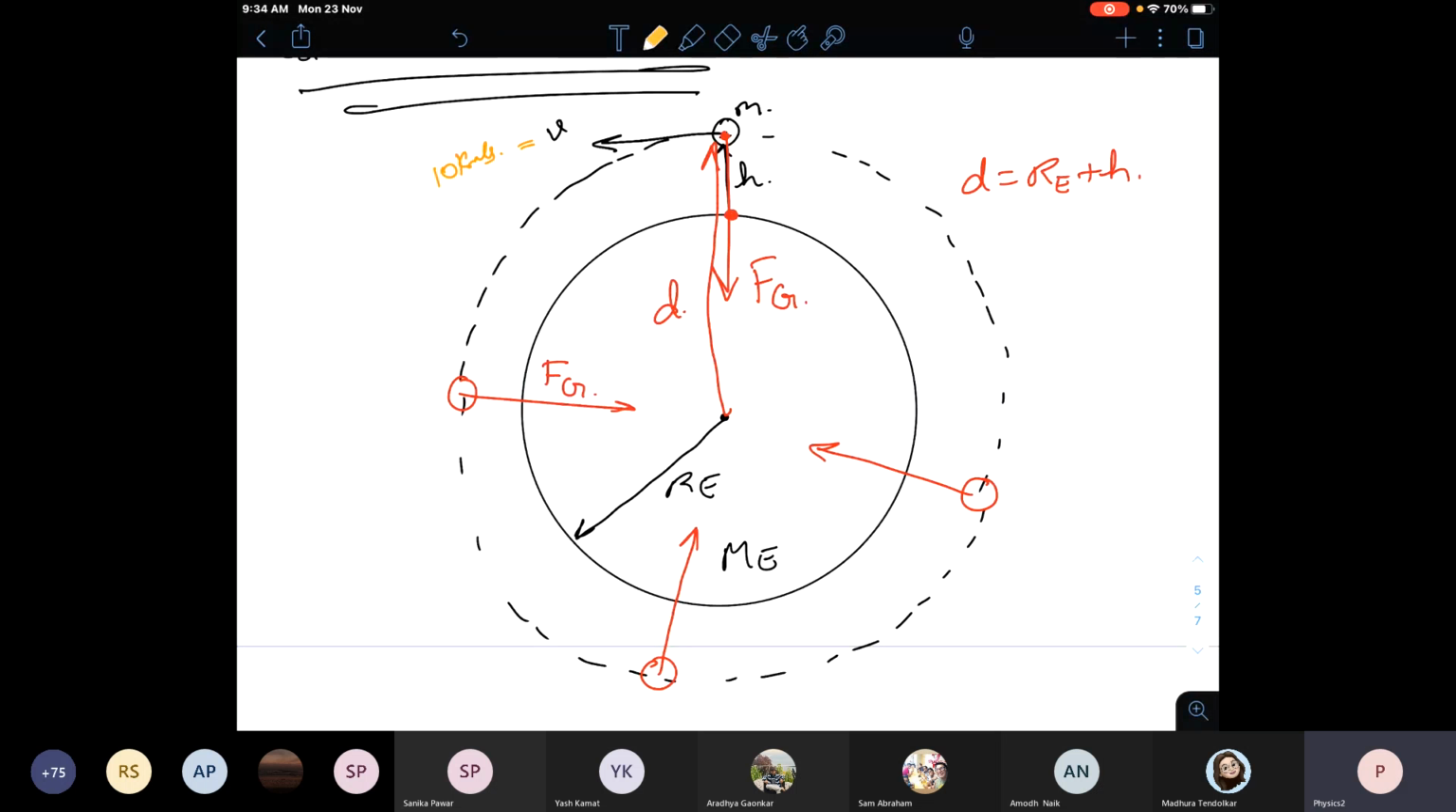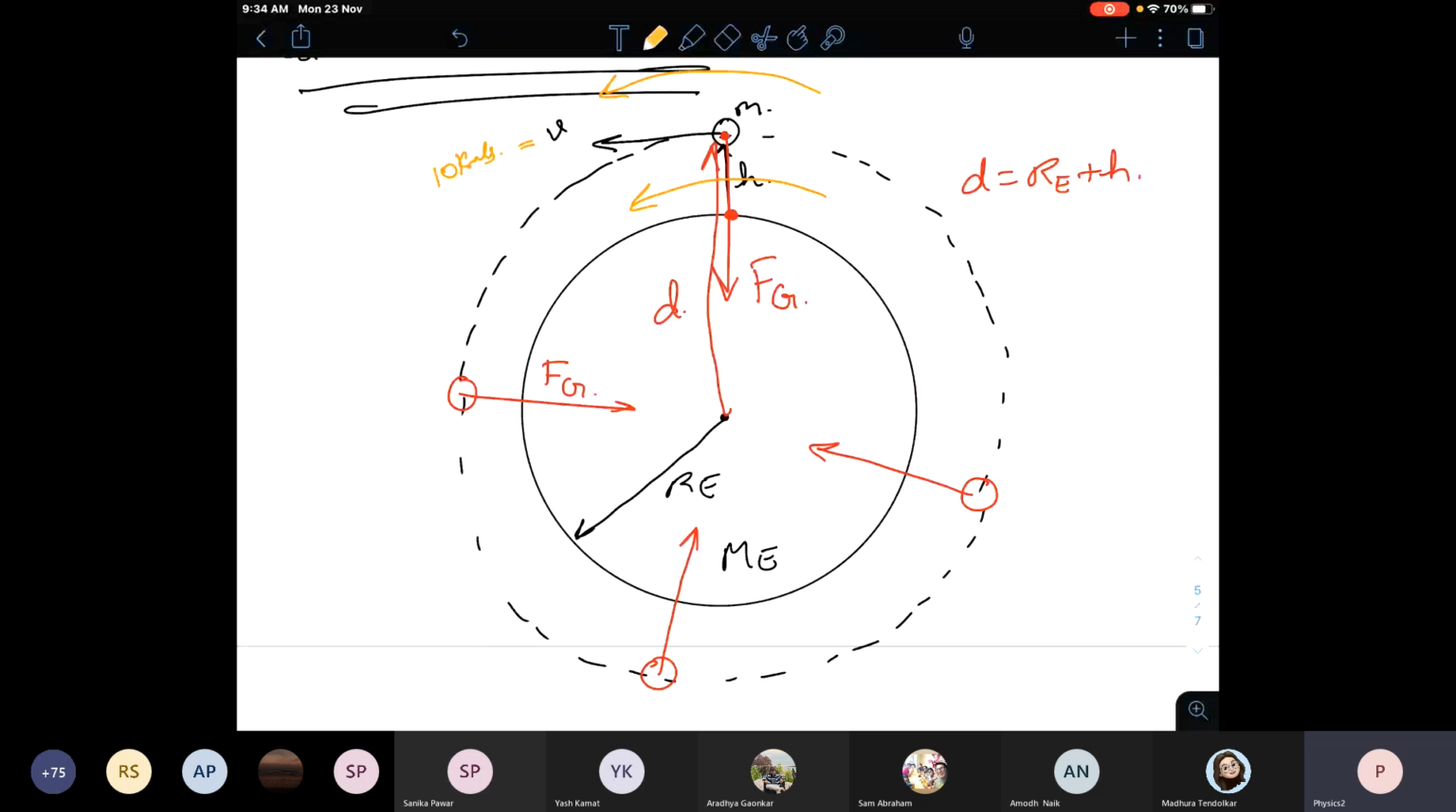If its velocity is more than this, then its orbit will be outside, further away from the surface. If its velocity is less than this, its orbit will be nearer to the surface. So for a satellite to revolve in a given orbit, the value of velocity should be a given constant. It should come out to be a specific value.